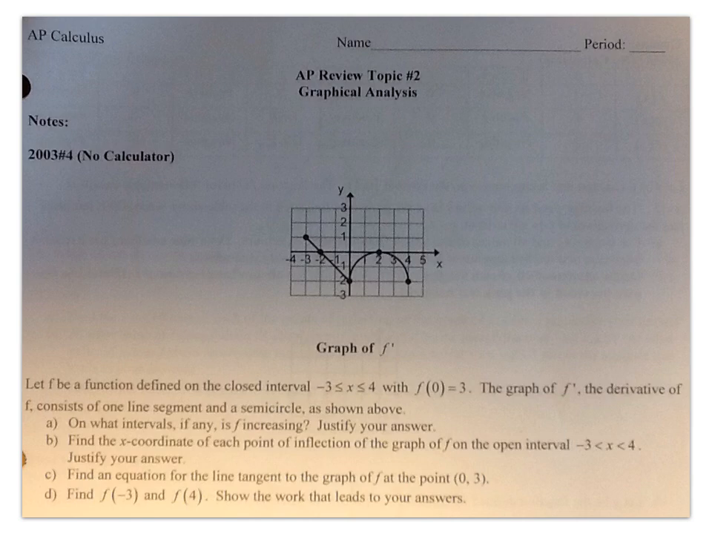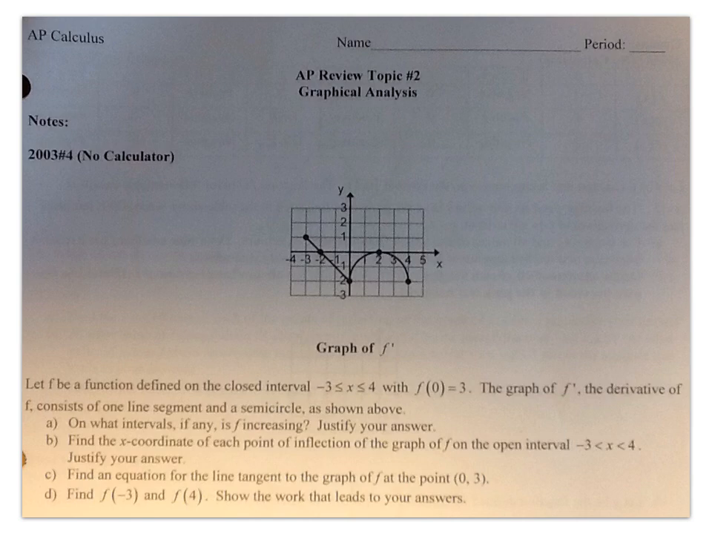So they are giving you the graph of f prime, and it says let f be a function defined on the closed interval from -3 less than or equal to x less than or equal to 4, with f of 0 equaling 3. So that's giving us a point on the original function. The graph of f prime, the derivative of f, consists of one line segment and a semicircle as shown above. They're always very clear about what you're looking at on the graphs.